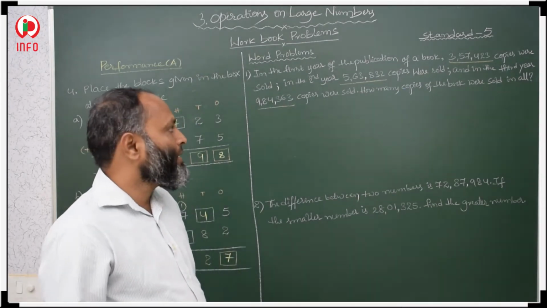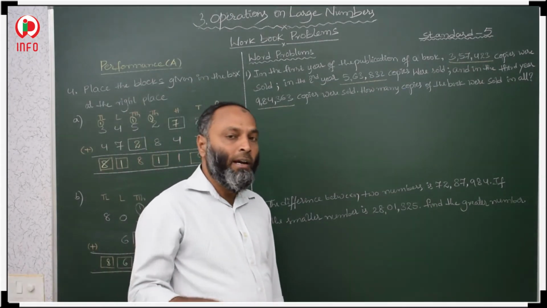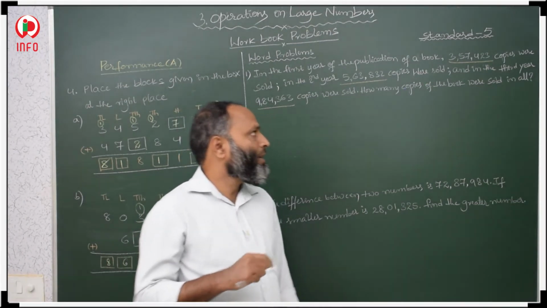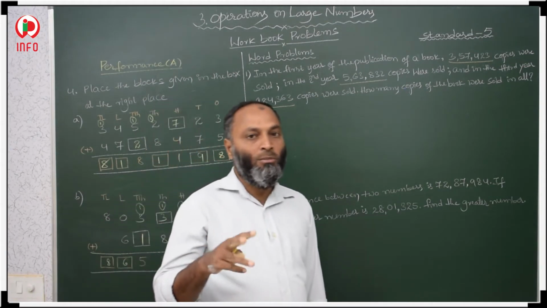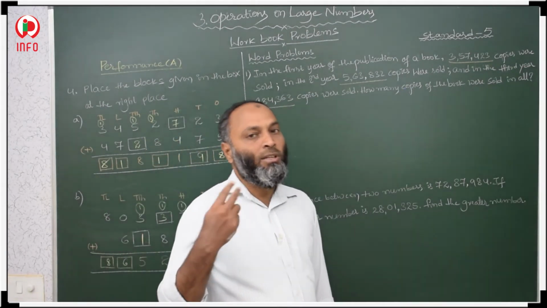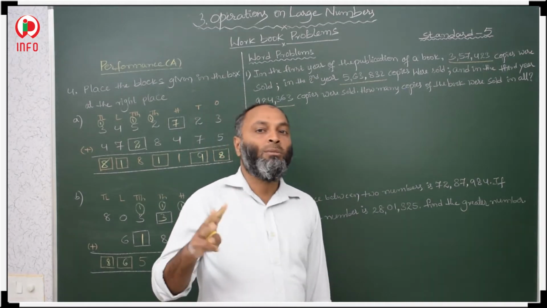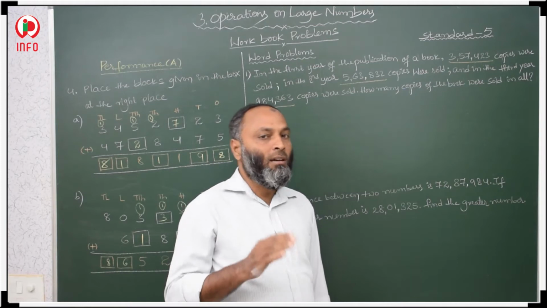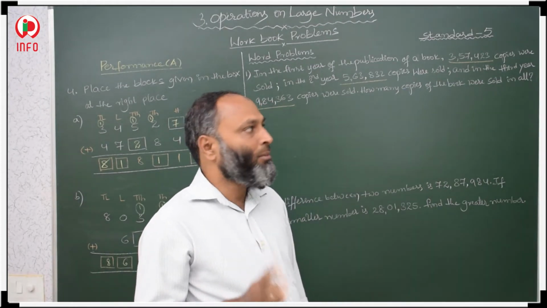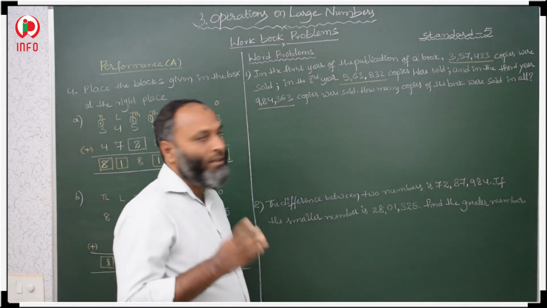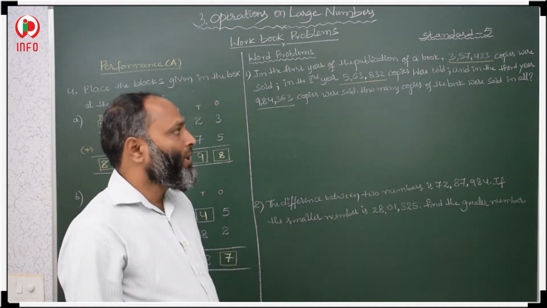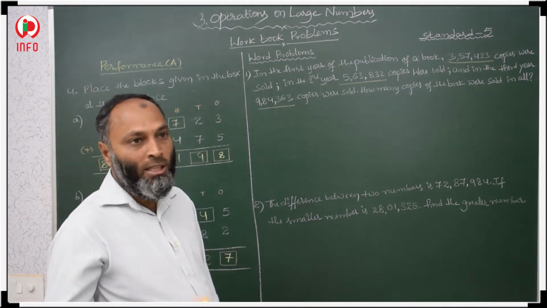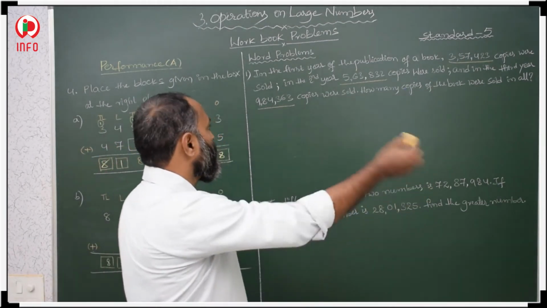So, how many copies in all the 3 years means we have to add. First we have to understand. The publication sold so and so many books in the first year, so and so many in the second year, and so and so many in the third year. Then what is he asking? In all the 3 years, how many books did the publication sell? It means we have to add the number of books sold in these 3 years. Now, solution.